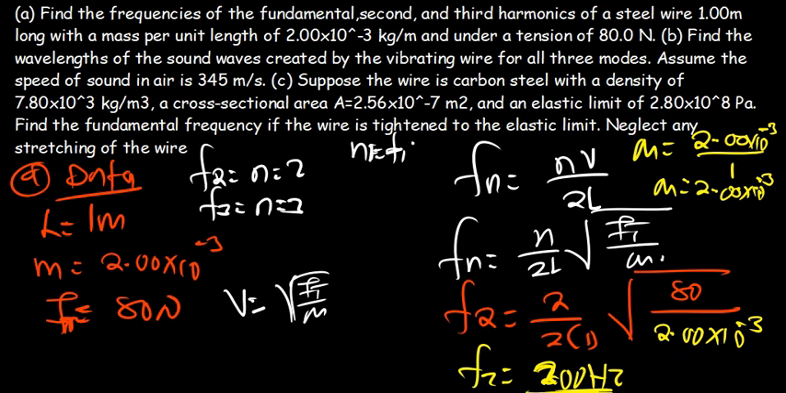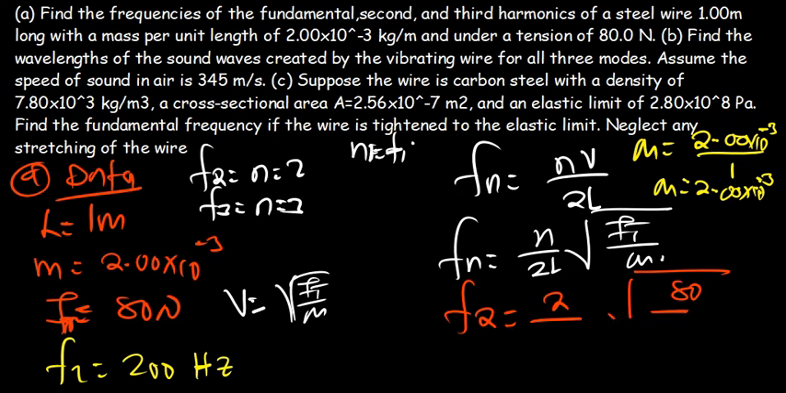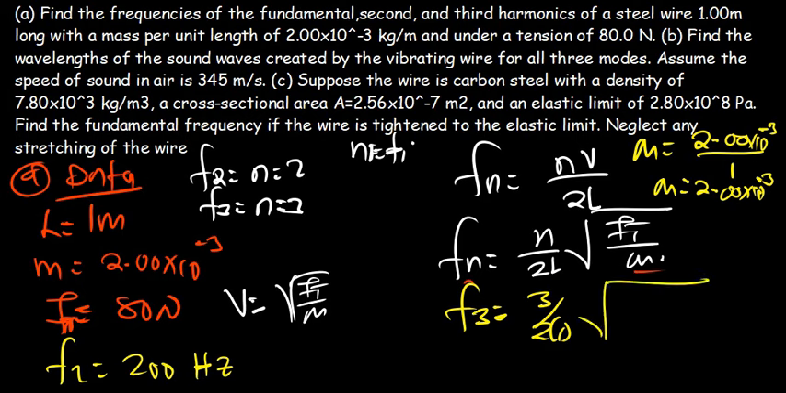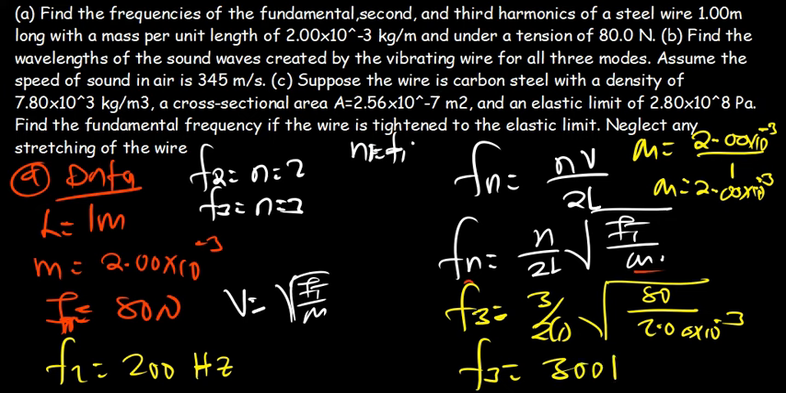So for the third fundamental frequency, let me just put the 200 hertz here. Using the same formula, for the third one, n will be equal to 3. So f3 will be equal to 3 divided by 2 times 1, times the square root of the tension force 80 divided by 2.00 times 10 to the power negative 3. Since we found 200 inside there, we just say 3 divided by 2, then times 200. That is 300. So the third fundamental frequency is 300 hertz. As simple as that.